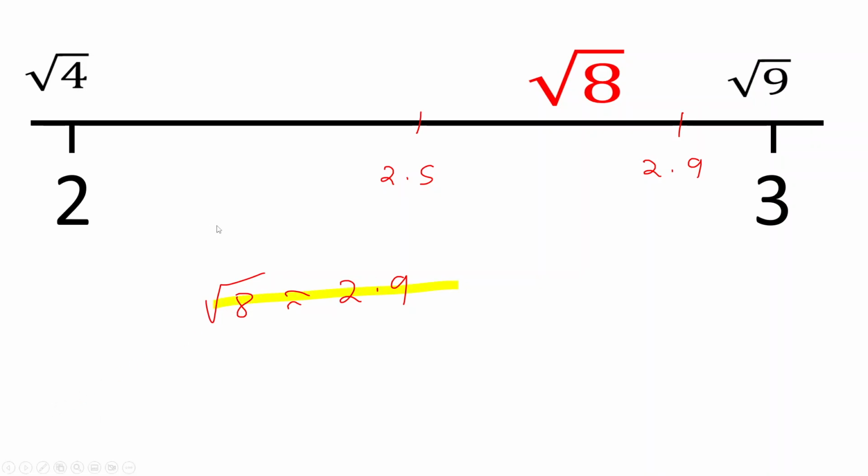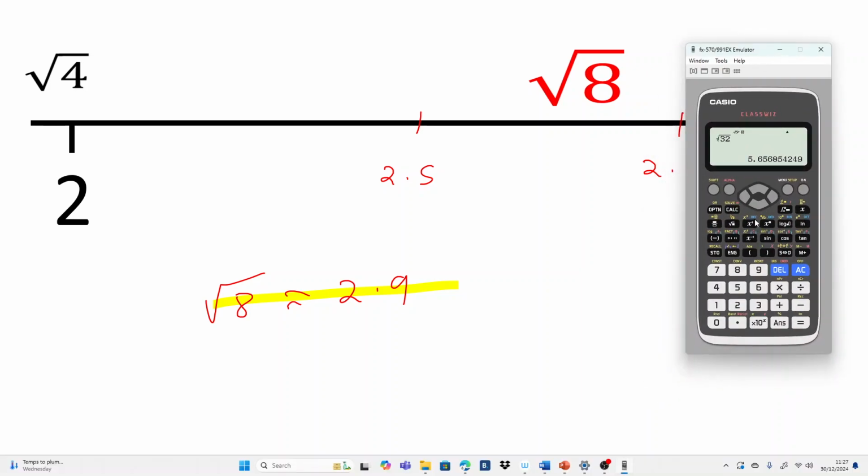Okay, and again, just so we can see on our calculator, is that going to be a roughly good answer? Let's have a look. The square root of 8 as a decimal is 2.828. So yeah, not too bad. Probably 2.8 would have been a better estimation, but that's fine.